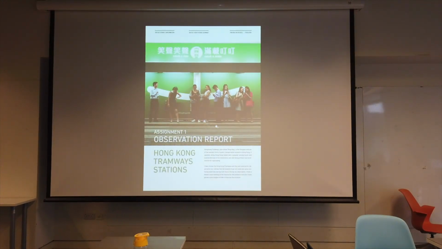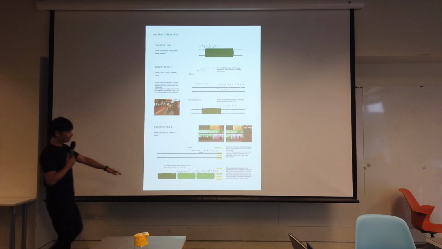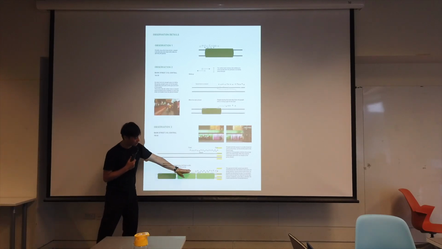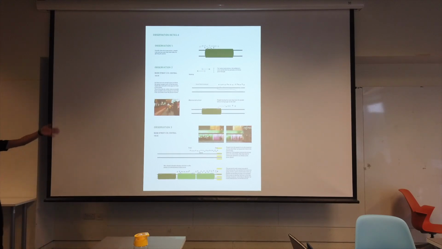So tramway stations. Also interesting. I don't know how this student did it. It seems like an eye in the sky, right? So I think maybe the student went up to a high position and calculated how people line up and then get onto the train. But again, this is also an interesting project, right?